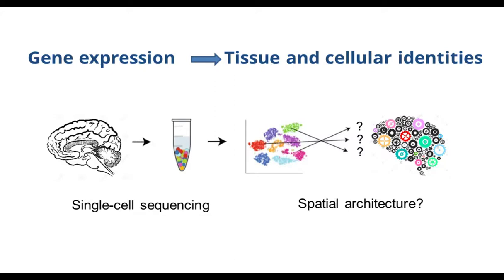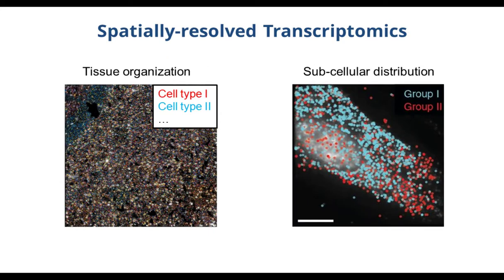So let me begin. As an introduction, for the curious biologists, we are really interested in dissecting the tissue and cellular identities in our samples through the lens of gene expression, not just at the single cell level, but also, from an imaging perspective, where are they located in the cell? What is their spatial architecture and how are they organized within the tissue? And the goal can be described as spatially resolved transcriptomics.